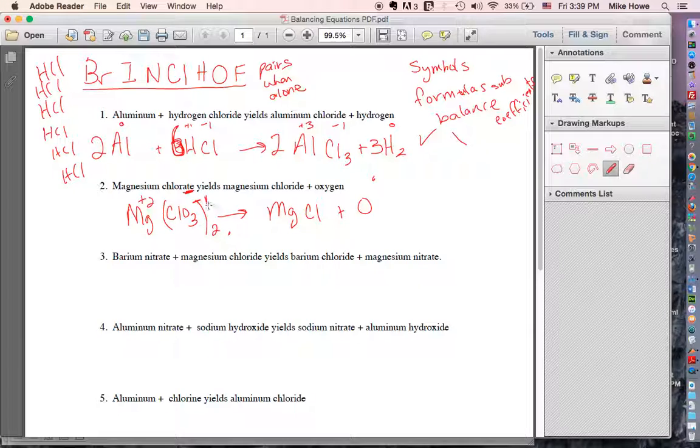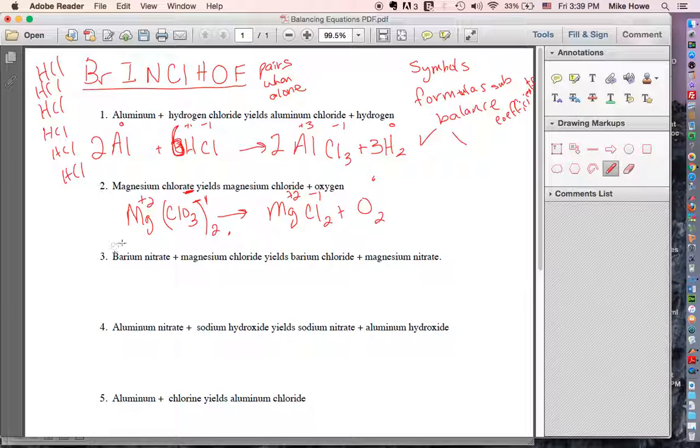A 2, because 2 times 1 matches that 2. Over here, this is a plus 2, that's a -1, so what needs to go down here? And then oxygen is on the Brinkelhoff list, and it's by itself here, so it has to be in pairs. Now we are ready to do the third step, balance with coefficients.